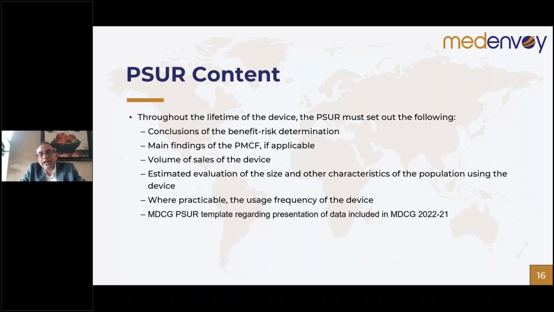So the ultimate aim is to assess whether the benefit of using the device outweighs the risk associated with it, or the other way around, whether the risk outweighs the benefit. We are assessing that context by providing all these inputs and parameters that we have decided on. There are very good templates available in the guidance document, MDCG 2022-21. It is not mandatory, but it is advised that those templates should be considered.